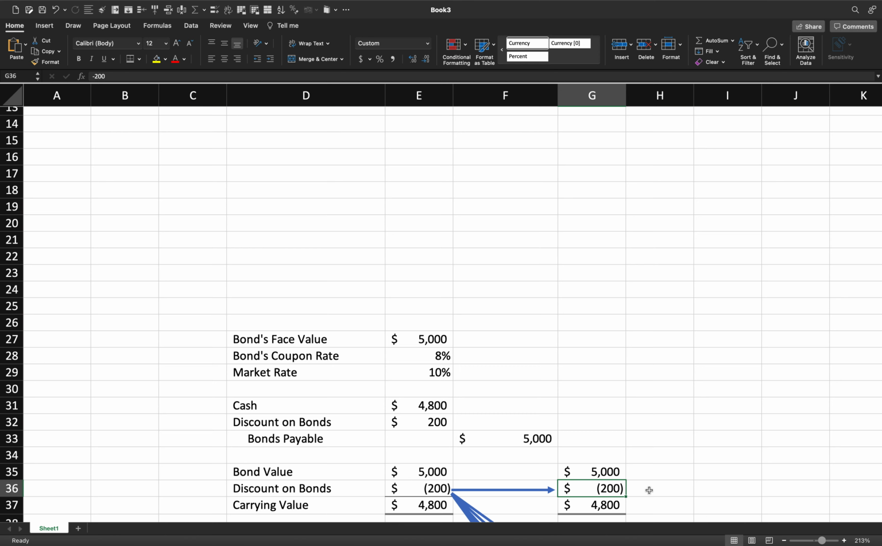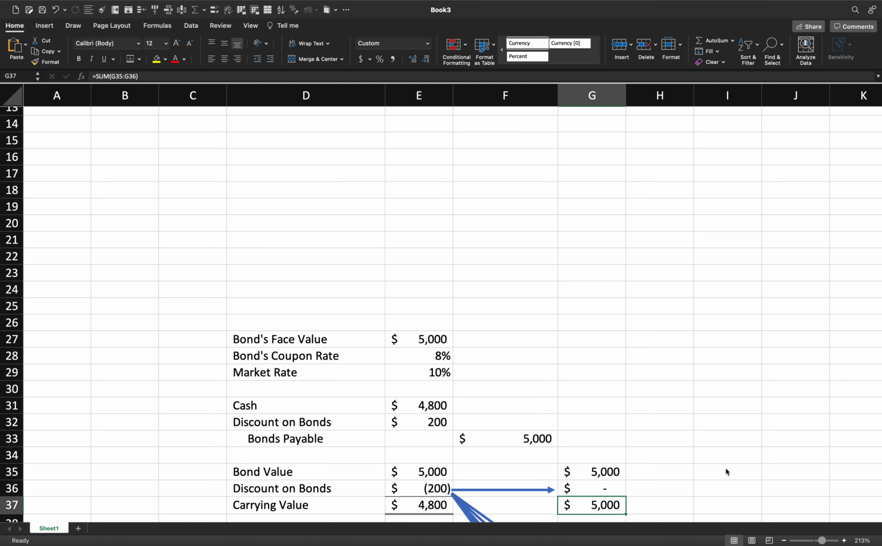In other words, if we were to take this $200 and somehow make it zero, then our carrying value would be the same as our bond value. We would pay off the $5,000 owed at the end of the term of the bonds, get rid of bonds payable from our liability section, pay the cash off that we need to, and be on our merry way, right? That's what theoretically should happen.